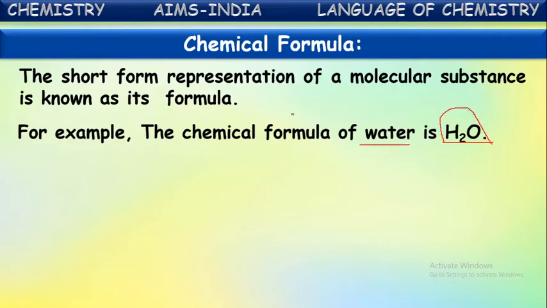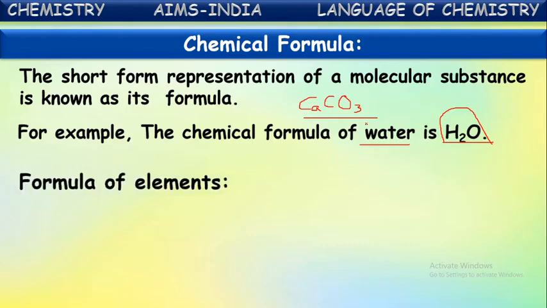If you say calcium carbonate, it is a chemical substance. Instead of writing calcium carbonate, we can write it in the shorthand form as CaCO3, which represents the same calcium carbonate. So you can say the shorthand representation of the molecule of a substance or the name of a substance is known as its chemical formula.